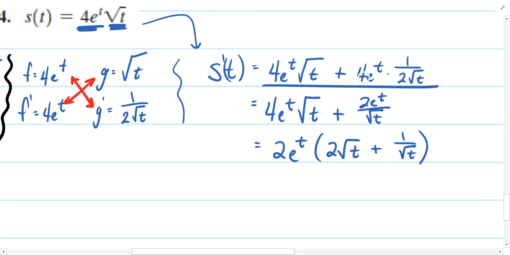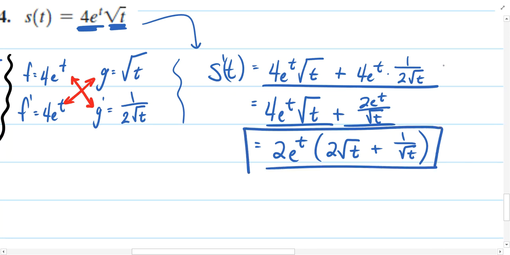This is kind of an interesting factoring technique after I combined this into a single fraction. I noticed that 2 and e to the power of t are common between these two terms. So if you wanted to factor that out, you could, and you'd be left with 2 root t plus 1 over root t, and that would be a decent answer. This one at the very beginning isn't too bad, but I kind of like this one in the middle better since we've combined the product of two numbers into a single fraction here.